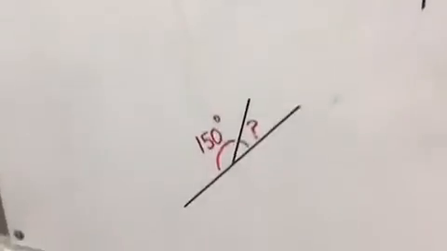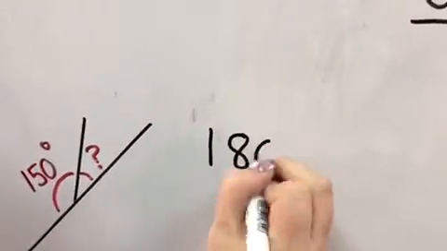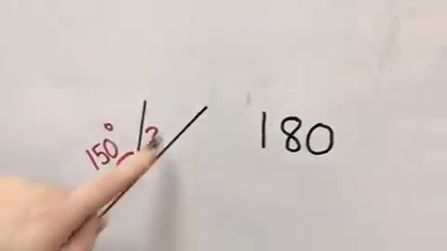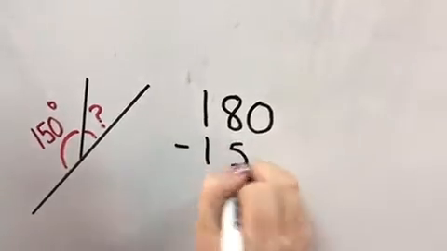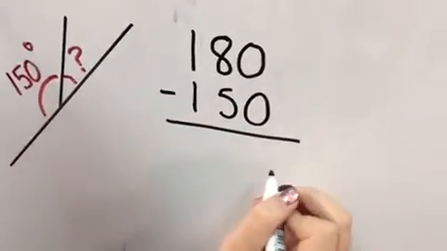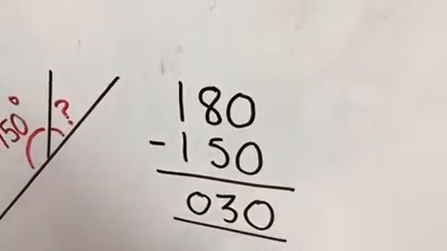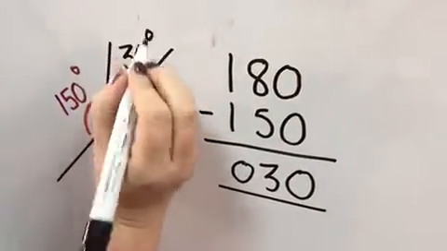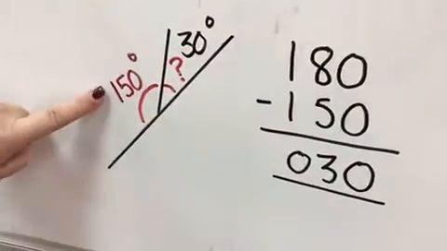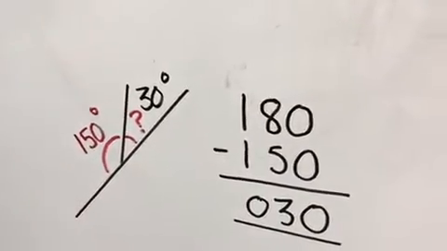I'm going to do one more. This is a diagonal line. I've been given 150 degrees. I'm going to take 180 because I know that both those angles are going to make 180. I'm going to minus 150 using the column method. That leaves me with 30, so my missing angle must be 30 degrees. Now just to double check, 30 add 150 equals 180. Both my angles on my line add up to 180.